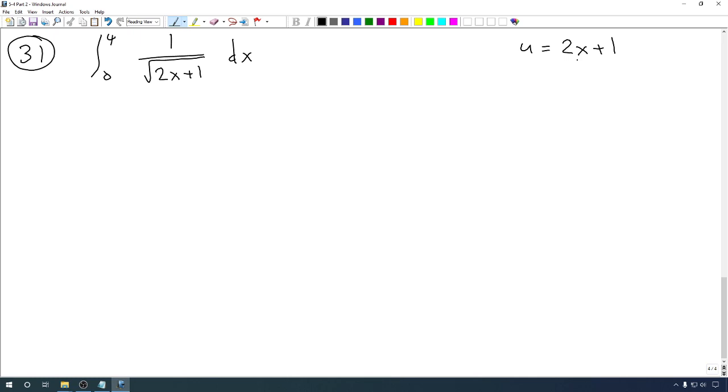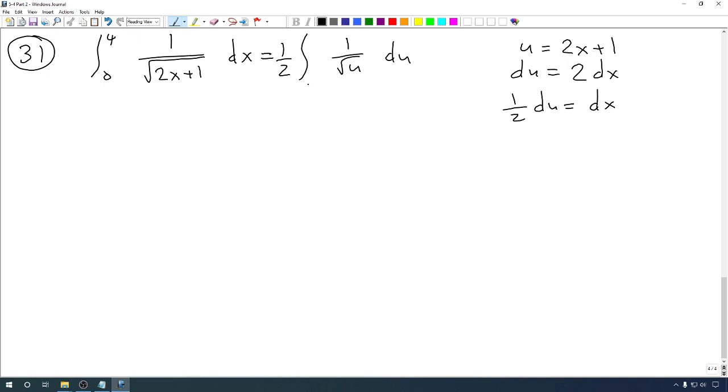So we'll let u equal 2x plus 1. That means du is 2 times dx. And since we don't have a 2 in here already, we'll go ahead and divide the 2 to the other side. That means we can go ahead and, well, we have 1 over the square root of u, because we're replacing 2x plus 1 with the u. The dx is going to be replaced by 1/2, so we'll put that out in front, and a du.